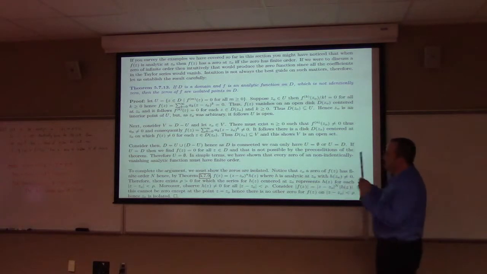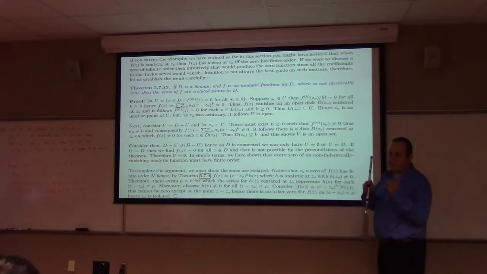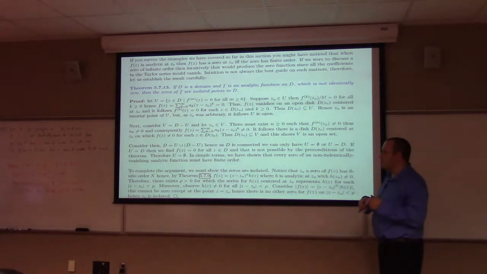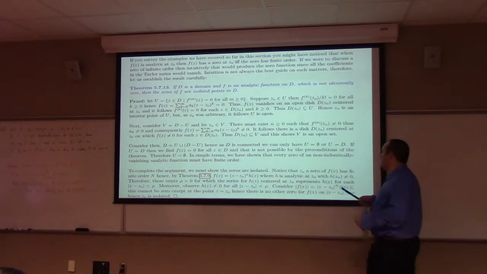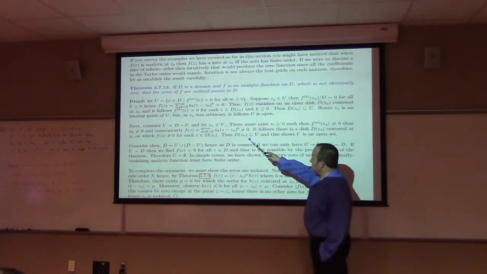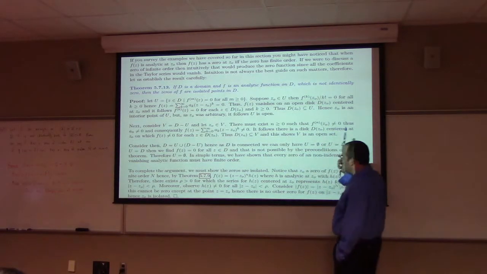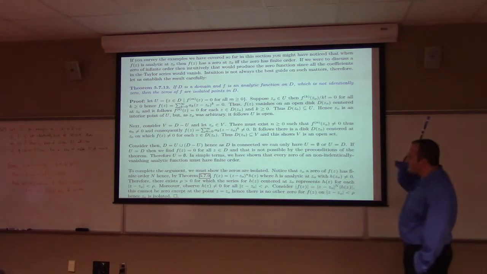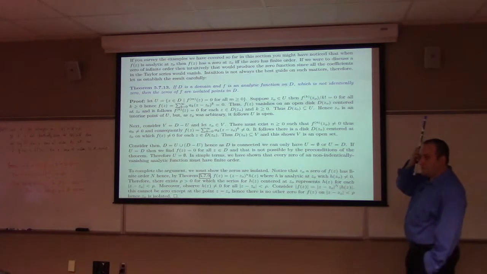Because when z minus z naught is not equal to zero, that's non-zero, but the nth coefficient is non-zero, right? So those go together to give you something non-zero. Thus, that disk is a subset of V, and this shows that V is an open set. So there you go. You have U is open. The complement of U is open.